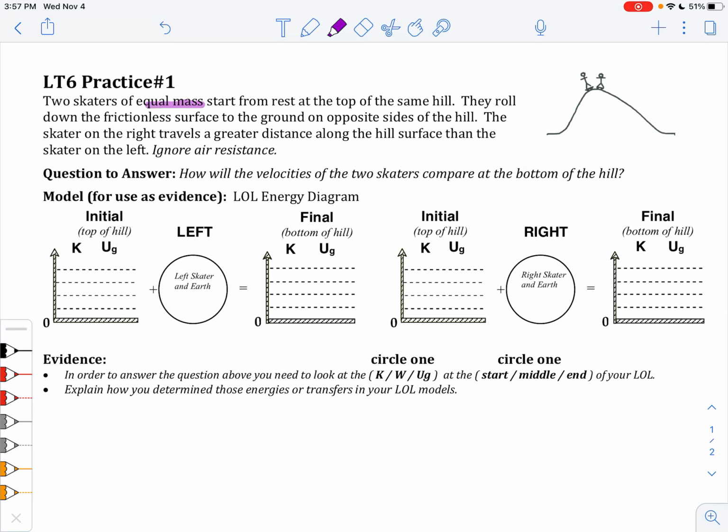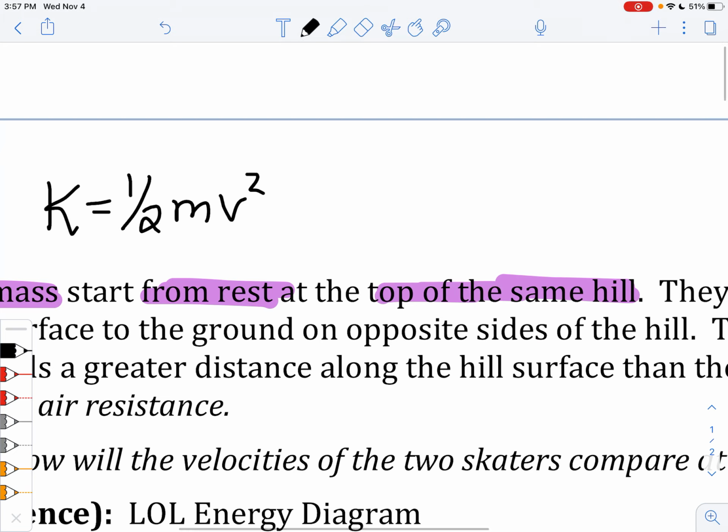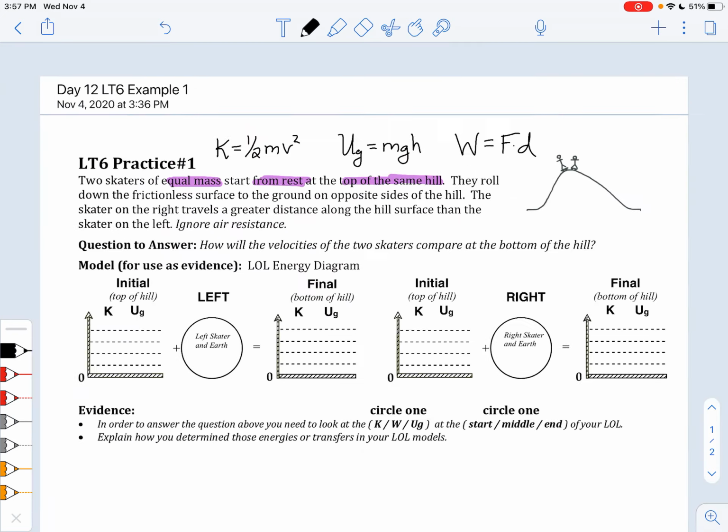Two skaters of equal mass start from rest at the top of the same hill. Super important there. So what does that mean? Let's jot down our equations, because if you don't have these in your head, it's not going to work out well. So K equals 1 half mv squared. UG equals mgh. And work equals force times distance.